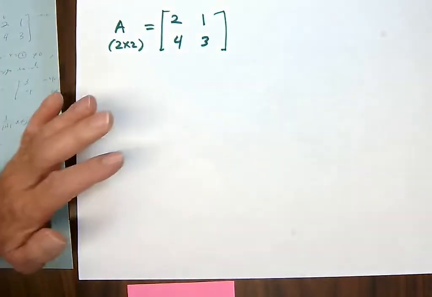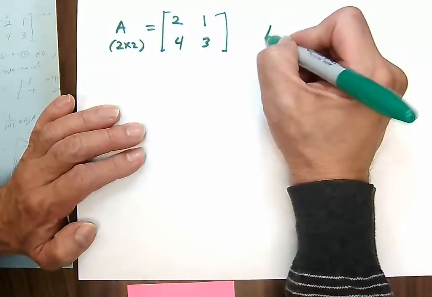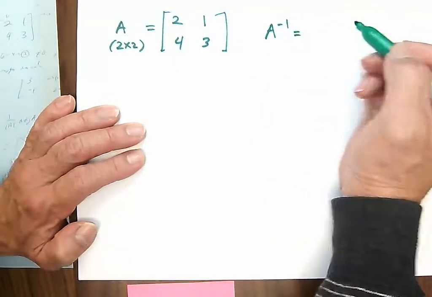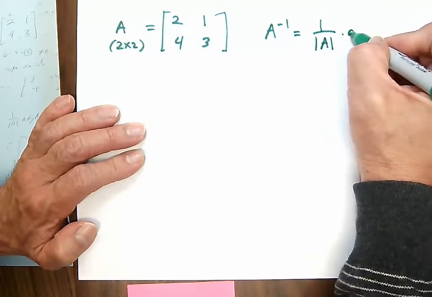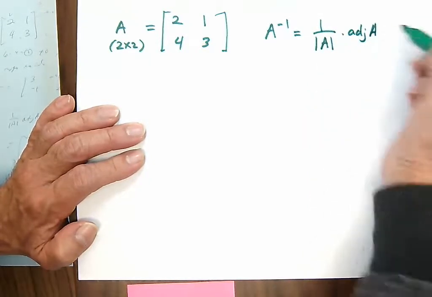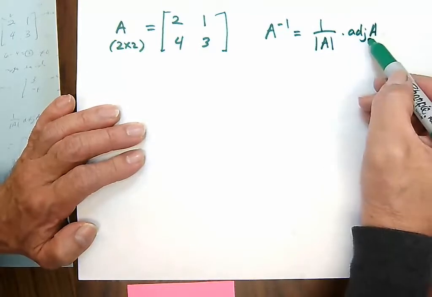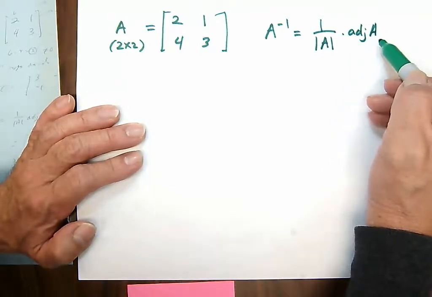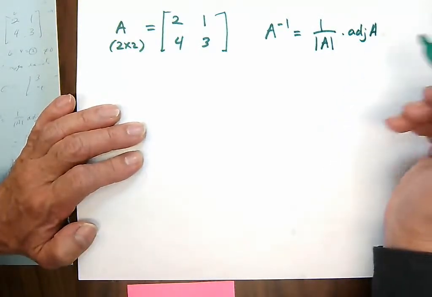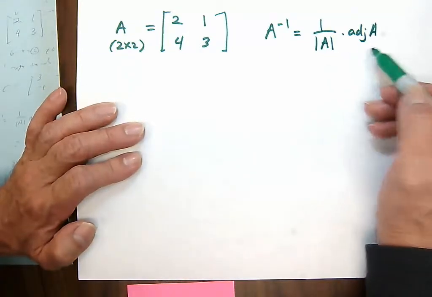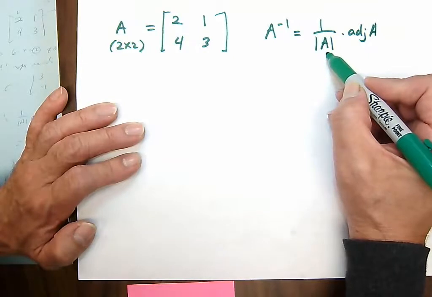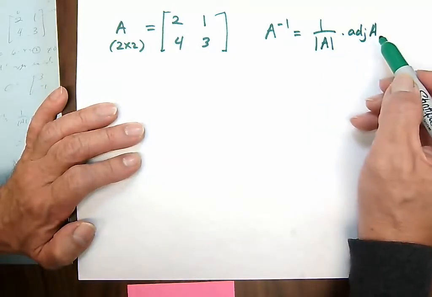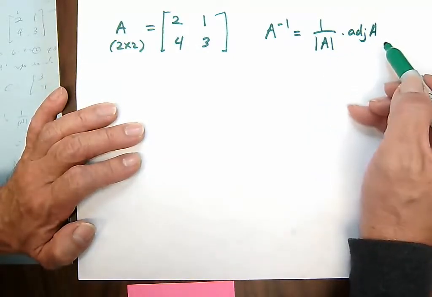And as you may recall, the formula for the inverse of A is equal to 1 over the determinant of A times the adjoint of A, where the adjoint of A is simply the transpose of the cofactor matrix. And if we look at this formula, you'll quickly see that if the determinant of A is 0, then the inverse of A is undefined or does not exist.